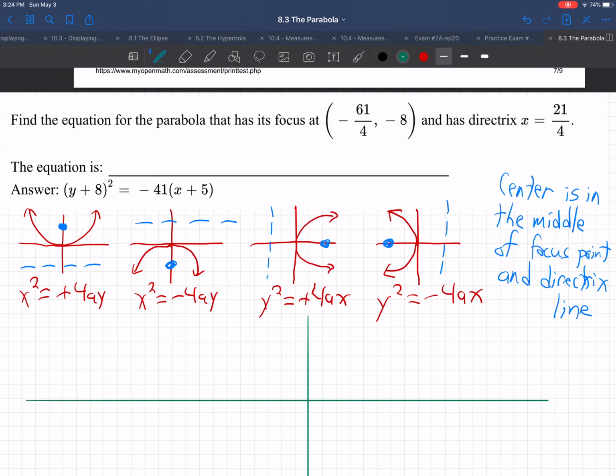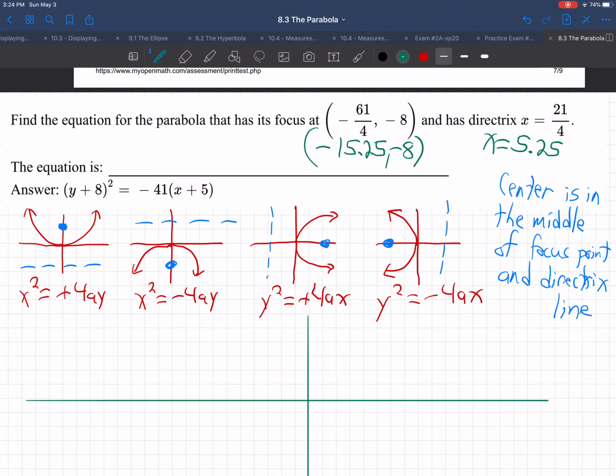I'm going to just use my calculator. 61 divided by 4, I think that's 15.25. And the directrix line is x equals, divide that in your calculator, isn't that 5.25? Yeah. Okay, so let's just get decimals. Decimals are just easier to work with, and I'll change them later if we need to. I don't think we'll need to.